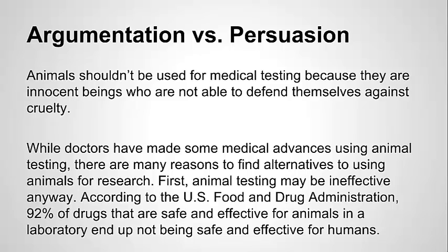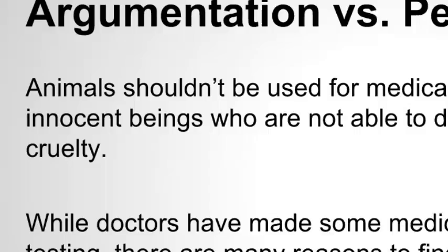First, animal testing may be ineffective anyway. According to the U.S. Food and Drug Administration, 92% of drugs that are safe and effective for animals in a laboratory end up not being safe and effective for humans." What is the difference between these two paragraphs? What makes one argumentative and the other persuasive? If you want to pause the video and talk about it, do so now.